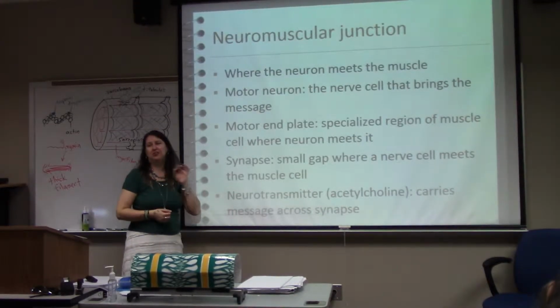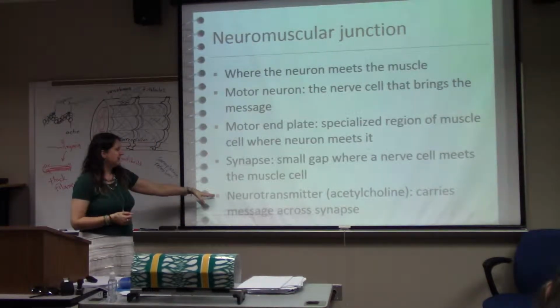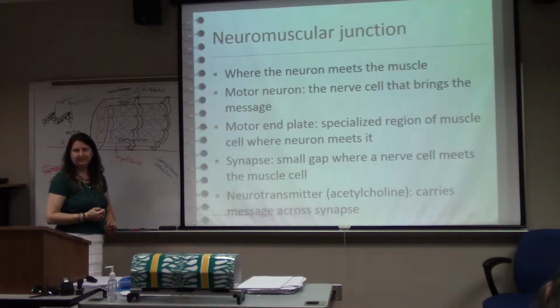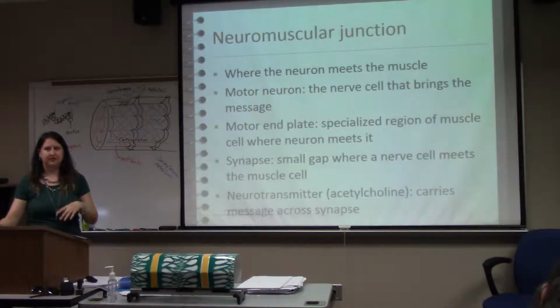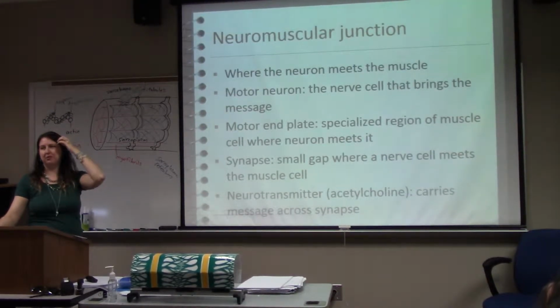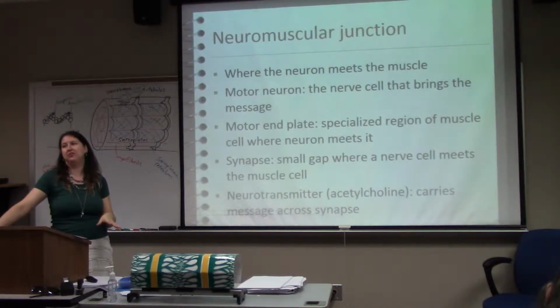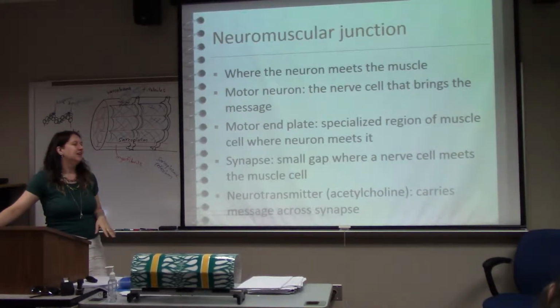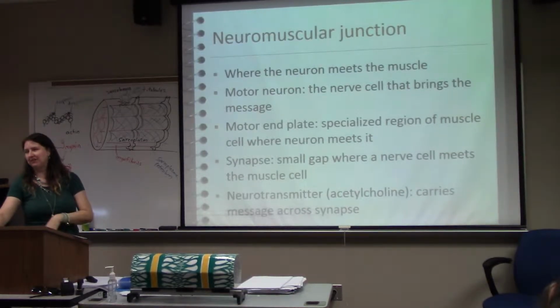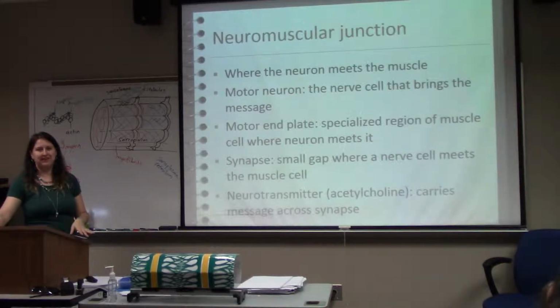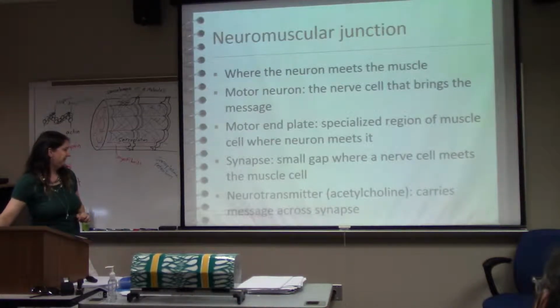To get a message across that gap, we need something called a neurotransmitter. There's something like 30 different neurotransmitters used in our bodies, most of them within the brain. At the neuromuscular junction, there's one that's always used called acetylcholine. And that is the only neurotransmitter I'm going to ask you to remember the name of in this class, although I may mention some others as we go along.